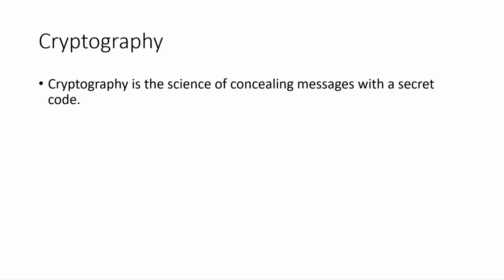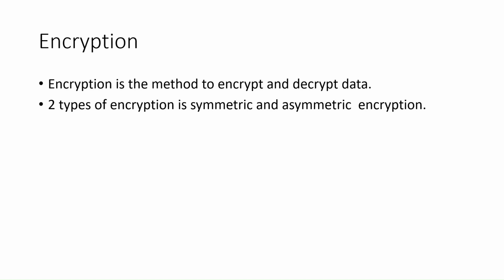So, when we are talking about cryptography, we only basically talk about the science behind it, which is basically more on mathematics. Now, if you want to apply cryptography, you need to have some methods. So, we apply encryption. Encryption is the method to encrypt and decrypt data. And there are two types of encryption that we are using today, which are symmetric and asymmetric encryption.